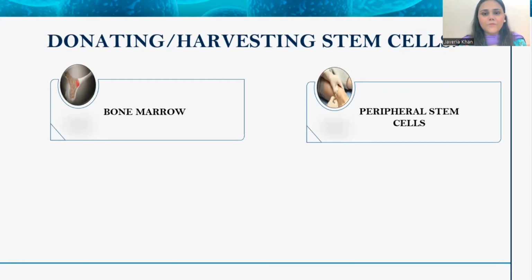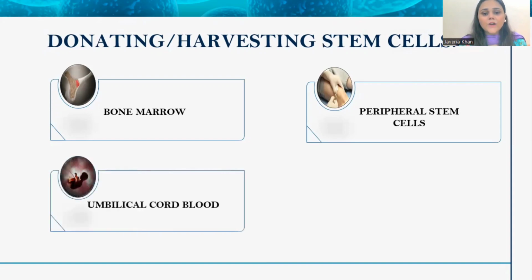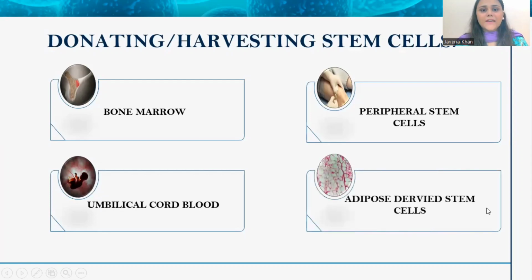The next place from where the stem cells can be harvested is umbilical cord blood. This can be done after delivery with no harm to the baby. The adipose-derived stem cells are derived from the subcutaneous fat.